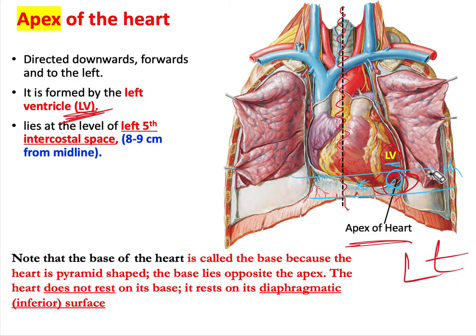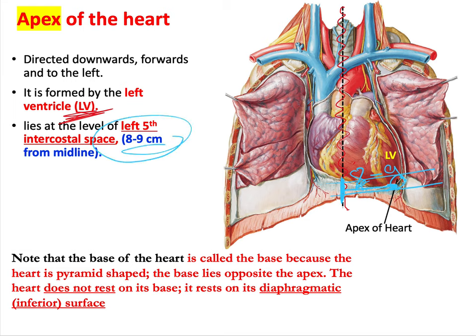So simply, I would say the apex of the heart is located at the left fifth intercostal space, 8 to 9 centimeters away from the midline. This is the midline. Go around 8 to 9 centimeters. It's written here, right? So this is the apex of the heart.